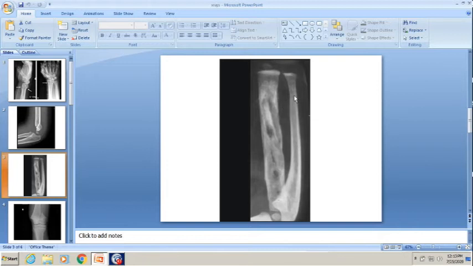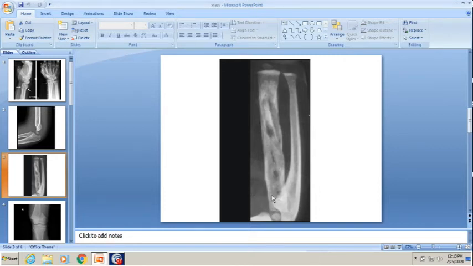Yes, sir. This one at the center, which is looking slightly darker, that is the medullary cavity. The one which is looking more white, which is more dense, you can say it is the cortex. So in the ulna you can clearly see this is cortex and this is medulla. But what happens when you see the radius?